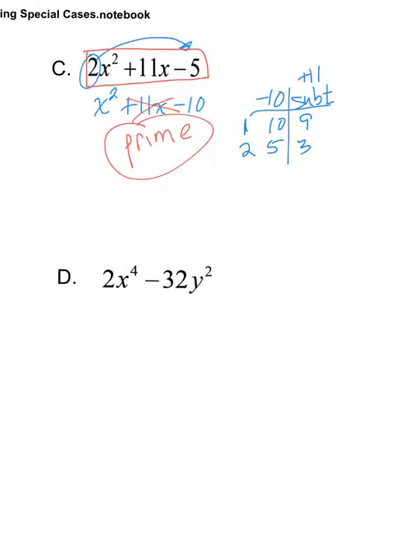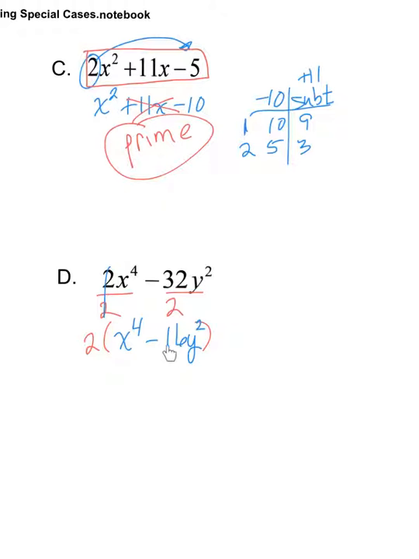Then for D, the numbers definitely have a 2 in common. So I can divide them both by a 2. But they do not both have an x and they do not both have a y. So that 2 gets brought out in front. And the 2's here cancel and you get x to the 4th. 32 divided by 2 is negative 16. Tack on the y squared.